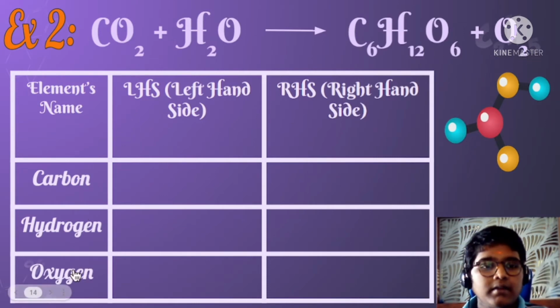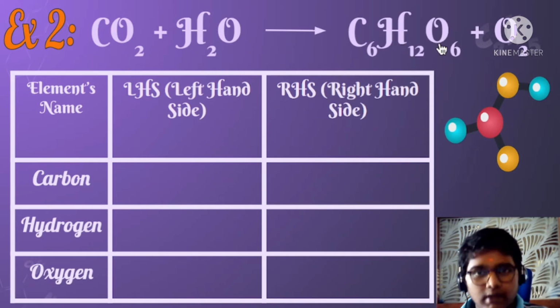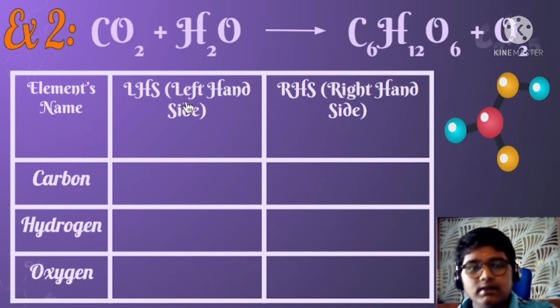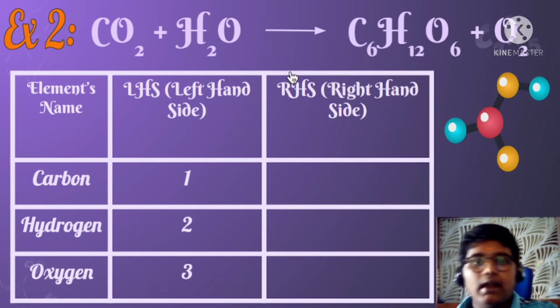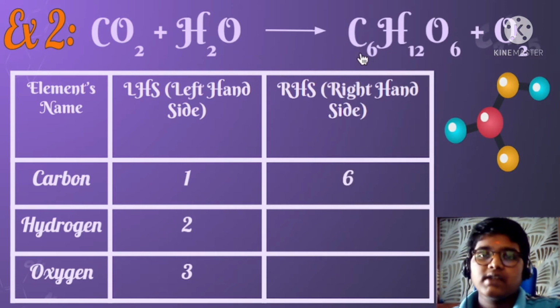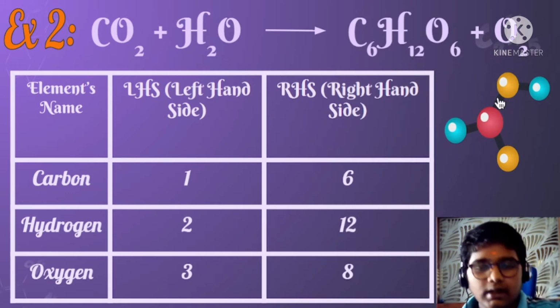So here are the elements present in the equation. Let us fill this table with the number of atoms present in the LHS and the number of atoms present in the RHS. So there is 1 carbon, 2 hydrogen and 2 plus 1, 3 oxygen. And in the RHS we have 6 carbon, 12 hydrogen and 6 plus 2, 8 oxygen. As we can see here, not even one of the elements is balanced.